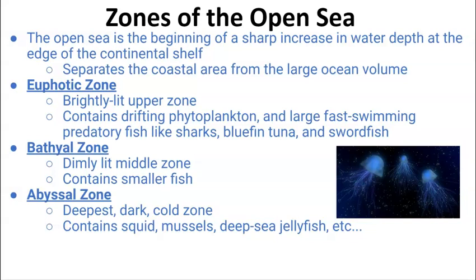The next zone is the bathyal zone, and it's the dimly lit middle zone. I've heard it called the twilight zone before, so if you want to think about it like that, it's going to contain smaller fish. The last zone is the abyssal zone. This is the deepest, dark, cold zone. It contains squid, mussels, deep sea jellyfish, things like this, but basically things that are going to be able to survive without any sunlight. So they're not going to be producers down here using sunlight to make oxygen.